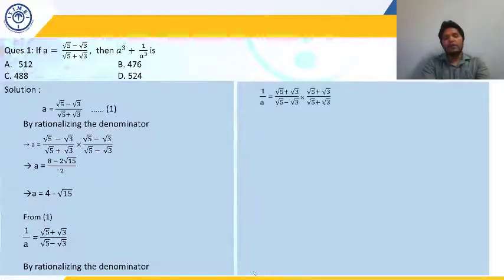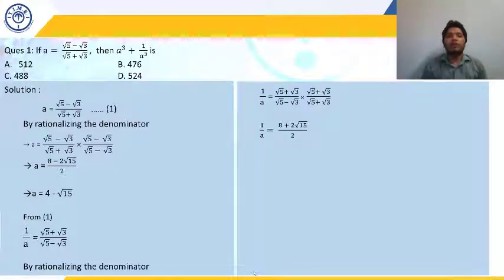So what I will be getting, 1 by a is equal to root 5 plus root 3 upon root 5 minus root 3 into root 5 plus root 3 upon root 5 plus root 3. So the numerator will now become (root 5 plus root 3) whole square, and in the denominator it is of the form (a plus b)(a minus b), root 5 plus root 3 into root 5 minus root 3. So (a plus b) whole square is (root 5 plus root 3) whole square, which is root 5 square, which is 5, root 3 square, which is 3, 5 plus 3 will become 8, plus twice of root 5 into root 3, which is twice of root 15.